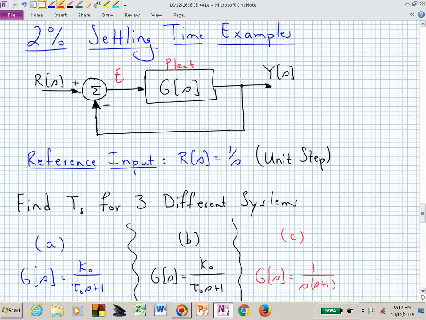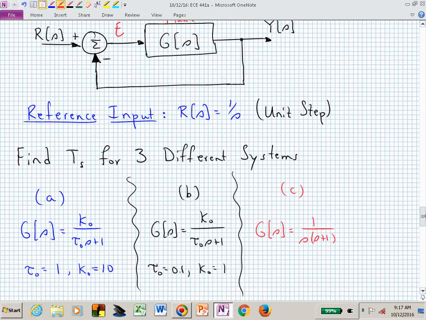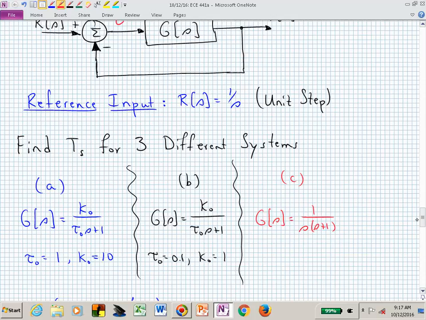In the frequency domain, that's 1 over S. And let's compute the settling time for 3 different systems, just to start to get some insight into what's going on with a system and settling time. A, I think we did on Monday, in Monday's class. We have a constant in the numerator, and this is now a transfer function in time constant form. The time constant is t sub 0. Our time constant is 1 second. Our gain is 10. And what's the DC gain of that transfer function?